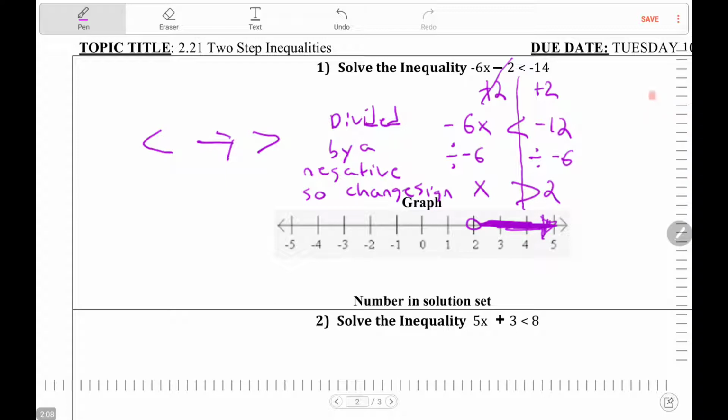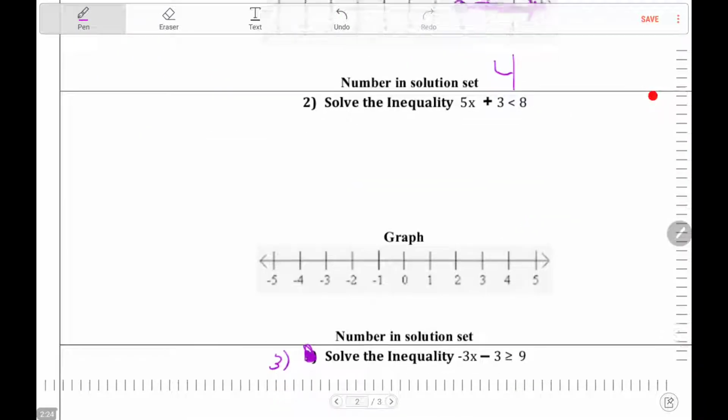Okay, what's a number in the solution set? Well, what's a number bigger than 2? 1,000,000, 1,000? But let's do something that is here. So let's say 4. You can do any number bigger than 2. You literally have an unlimited number of choices.